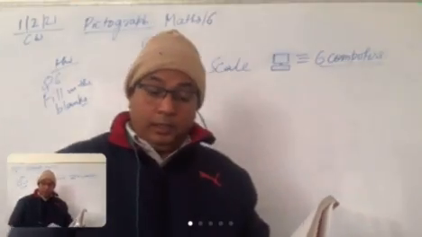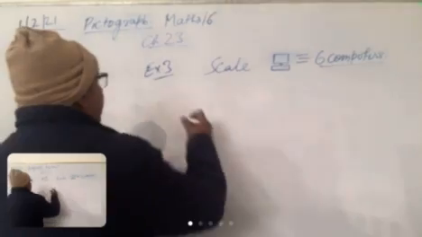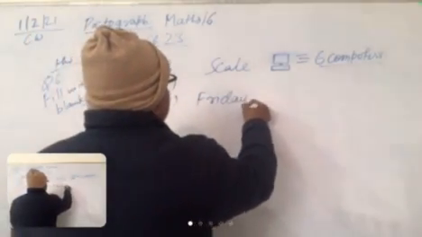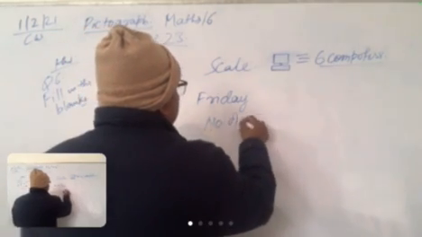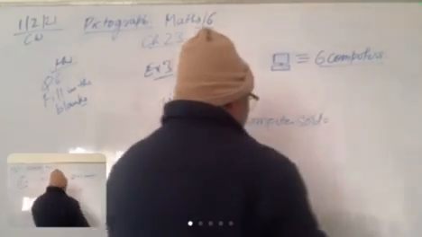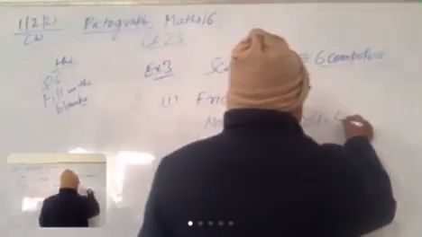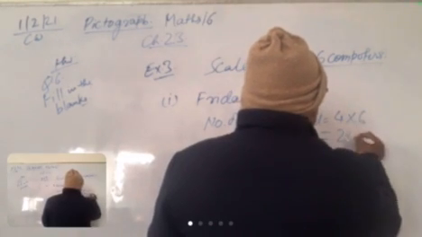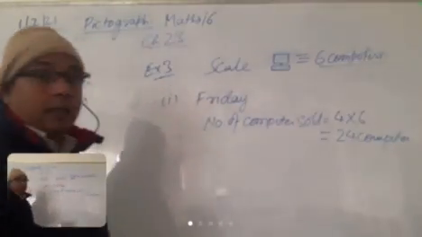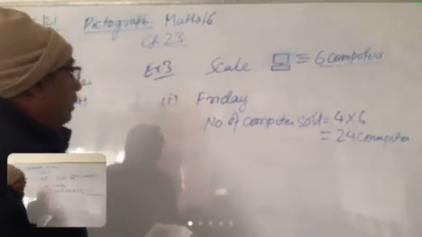Friday, how many computers were sold? Yes, you have to write like this: Friday, number of computers sold is equal to what? For Friday, the number of computer pictures is 4, so 4 times 6, which is equal to 24 computers. Is that clear now? And now, the second question.